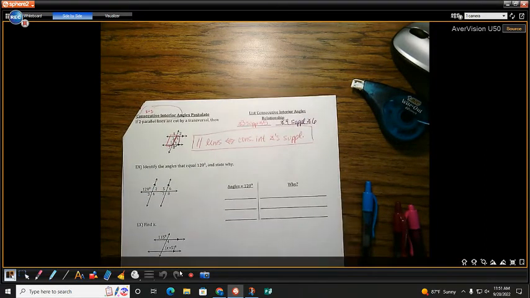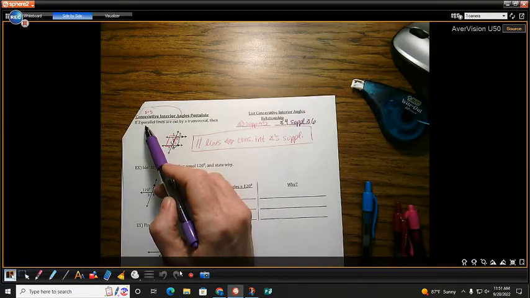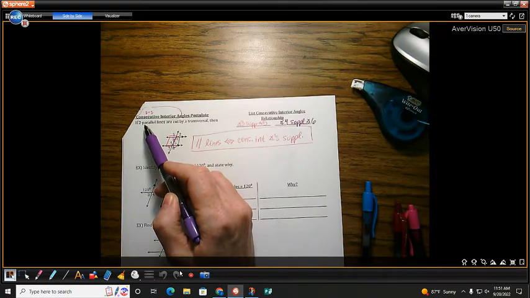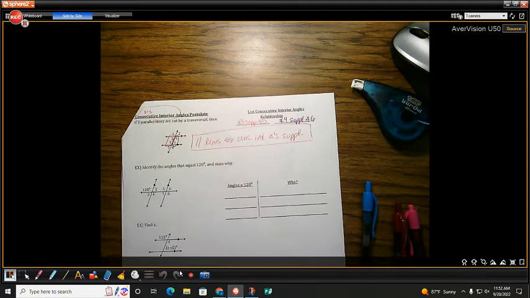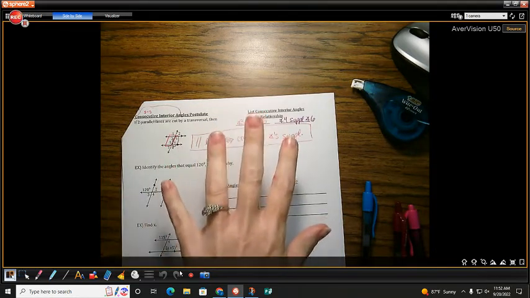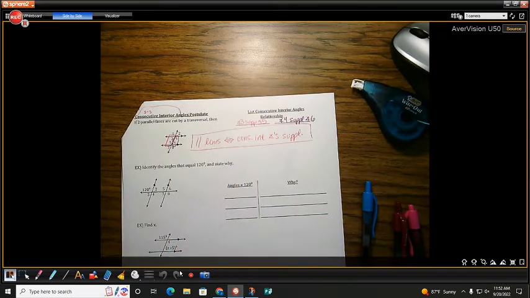What's the one we haven't talked about yet? Oh, the consecutive exterior, same side exterior. Do you think they'll be congruent or supplementary? They will be supplementary. Any of the ones that say consecutive are going to be supplementary. Same side interior or same side exterior will both be supplementary. But we're not going to put the same side exterior ones on here, because it's not on your implied statement sheet.